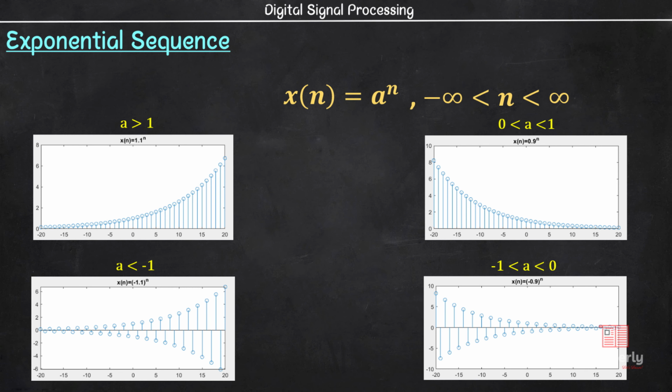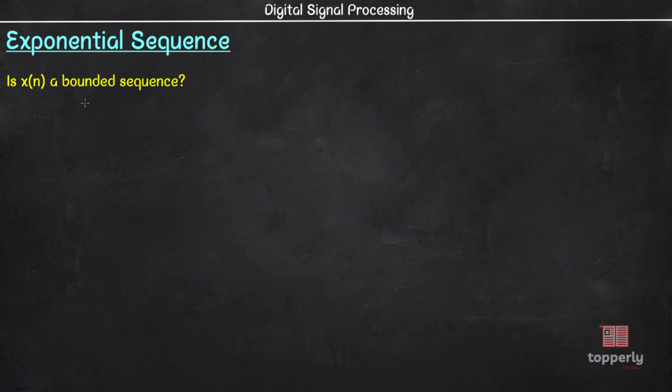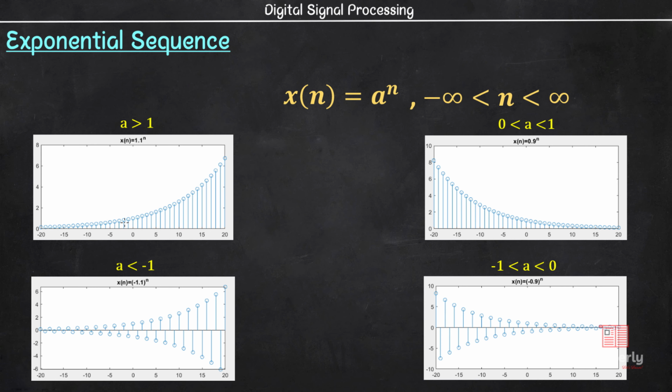Next, we need to ask the question, is exponential sequence a bounded sequence? The answer is no, because the magnitude of samples tend to infinity as it either goes to the right of the axis or to the left of the x-axis. Therefore, exponential sequence is not a bounded sequence.